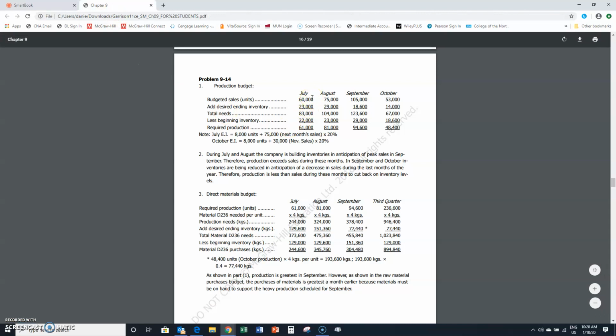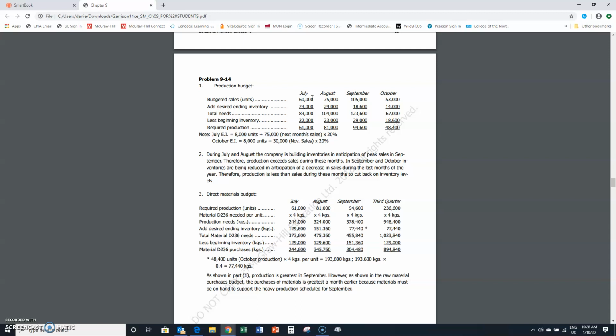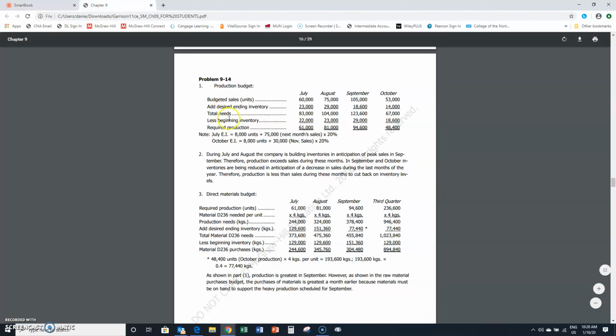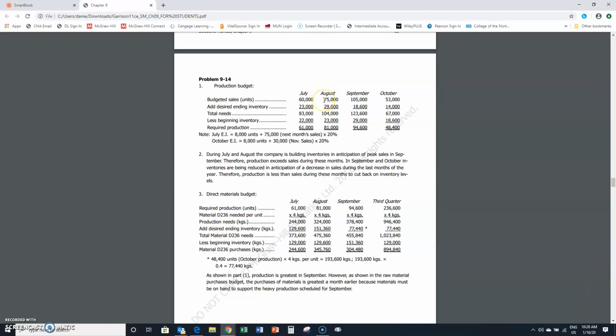So what you're going to produce in the month is what you're planning on selling, which is 60,000, but you also want to have an ending inventory at the end of the month, and we're told here the finished goods inventory on hand at the end of each month must be equal to 8,000 plus 20% of the next month's sales. So what you need to do right here is the next month's sales are 75,000. So 20% of the 75,000 plus 8,000 units. That works out, and this is shown right here, 8,000 units plus 75,000, which is next month's sales, times 20%. That works out to 23,000.